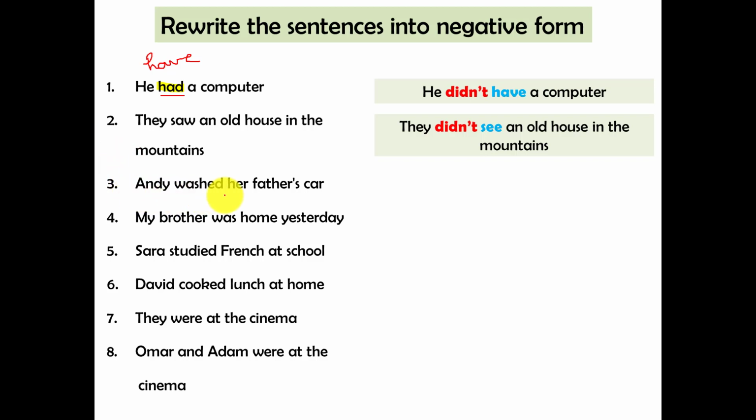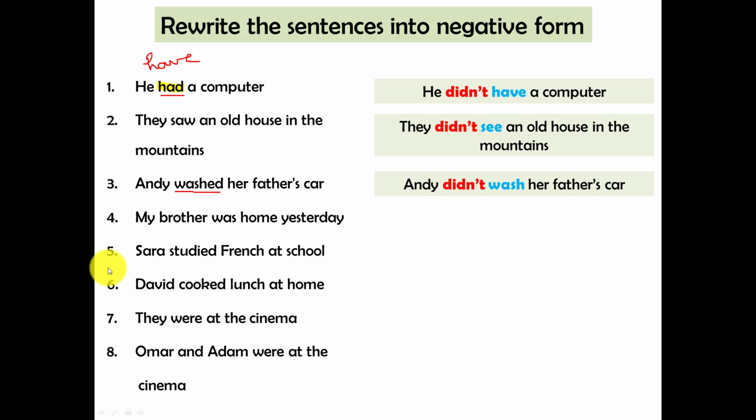So Andy washed her father's car. We have here washed. The base form of washed is wash. So we just put did not or didn't plus wash. So Andy didn't wash her father's car.